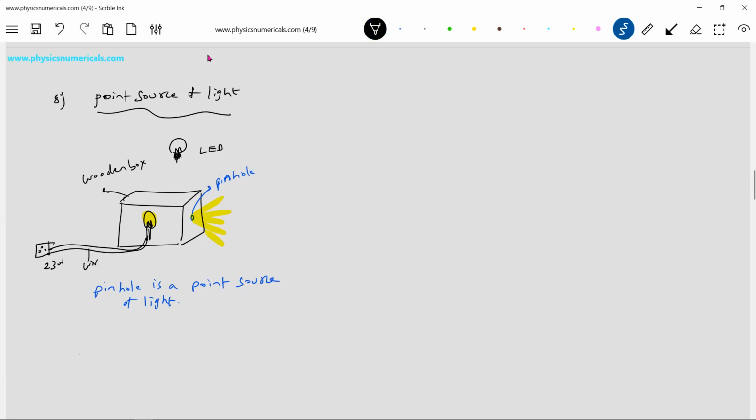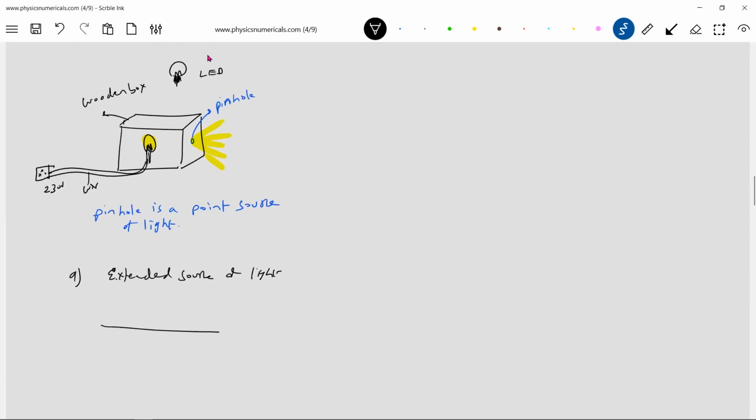Now we have the extended source. We can take the tube light. Nowadays, we have plenty of examples. From here, the light will be coming from all parts. So this is an extended source.